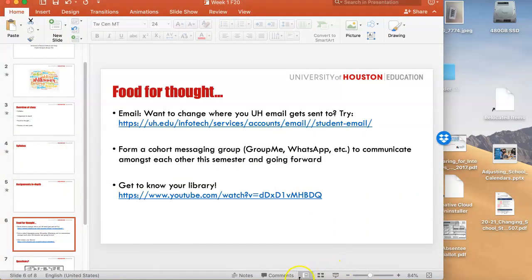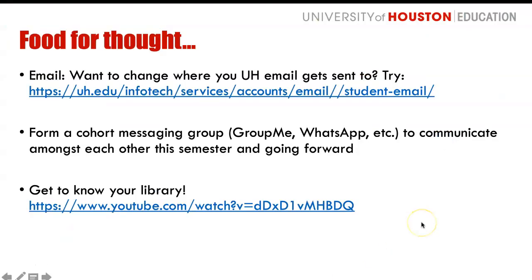A little bit of food for thought. Some of this has already come up in our orientation. Some of you have had issues with email. If you want to change where your University of Houston email gets sent, you can visit this website and direct your email to your Gmail account or maybe your ISD account. Please form a cohort messaging group, GroupMe, WhatsApp, etc., to communicate with each other, to support each other, to ask questions, to talk about how amazing or bad my hair looks. Whatever the topic might be, it will be invaluable.